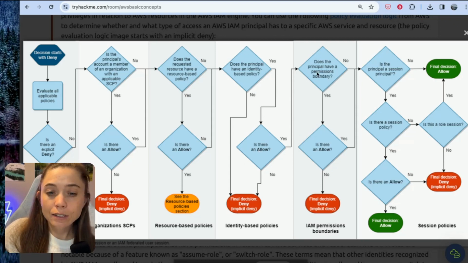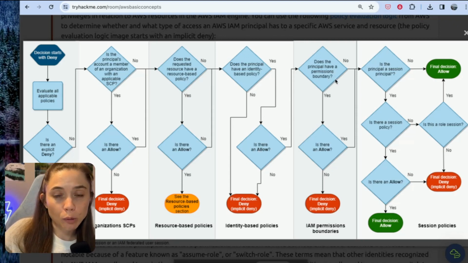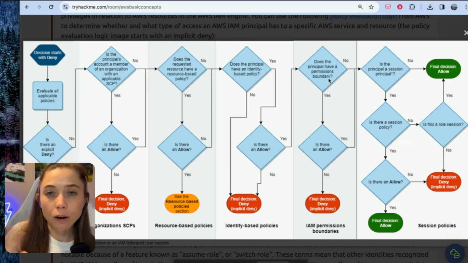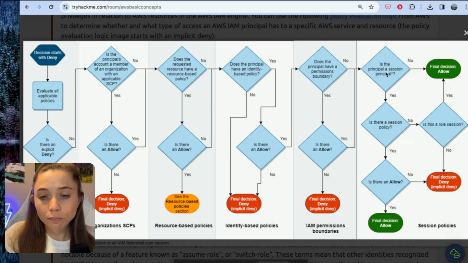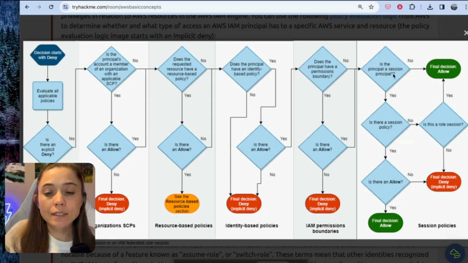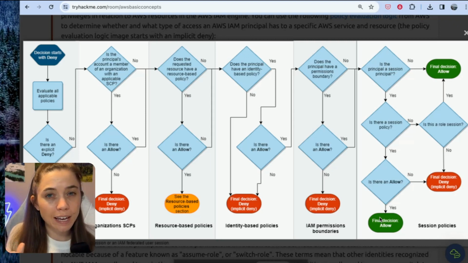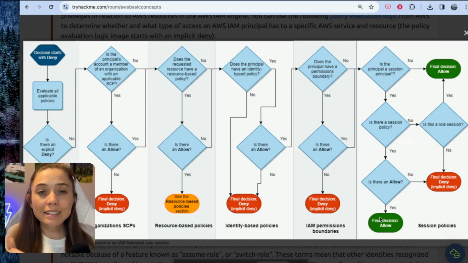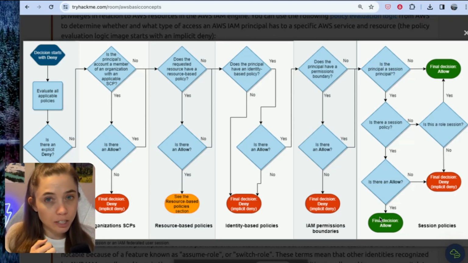If there is, we move on to check if the principal has a permissions boundary. I'm not going to get into detail about what a permissions boundary is here. I imagine we might learn about it later, but just know that's another thing we have to check. And then, is the principal a session principal? This is another thing I'm not going to dive all the way into right now, but just know that's another check you do if we're looking at a session principal or not. If they're not a session principal, we'll do an allow. This is pretty complicated if you're brand new to AWS IAM. A few of the most important things to take away here: the decision starts with a deny.